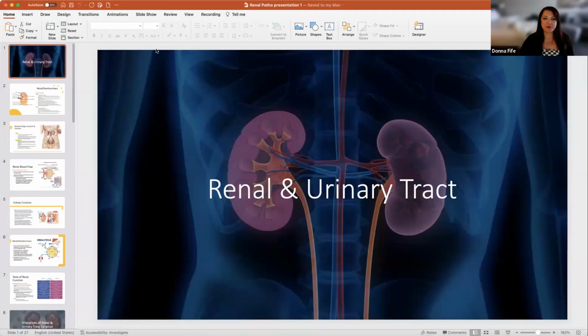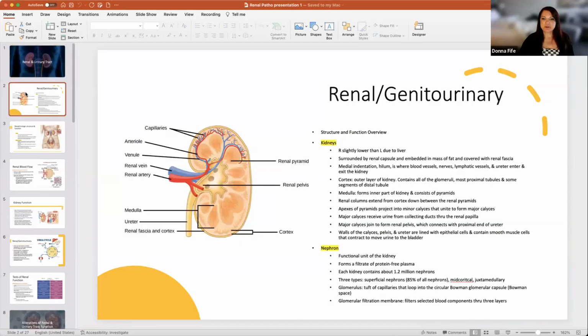We're going to go over renal and urinary tract. Renal, genital, urinary. Let's go over some structure and function overview. We have the kidneys. The right is slightly lower than the left due to the placement of the liver. Kidneys are surrounded by the renal capsule and embedded in a mass of fat and covered with renal fascia.